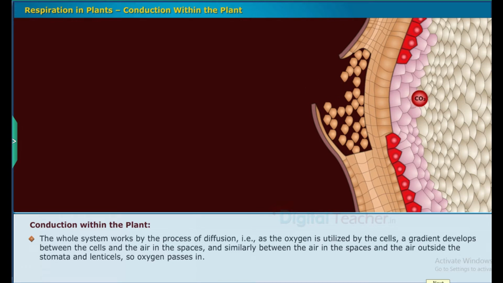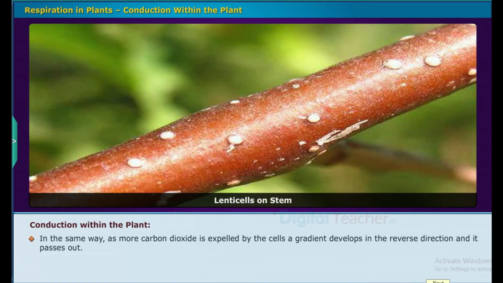The whole system works by the process of diffusion, that is, as the oxygen is utilized by the cells, a gradient develops between the cells and the air in the spaces, and similarly between the air in the spaces and the air outside the stomata and lenticels, so oxygen passes in. In the same way, as more carbon dioxide is expelled by the cells, a gradient develops in the reverse direction and it passes out.